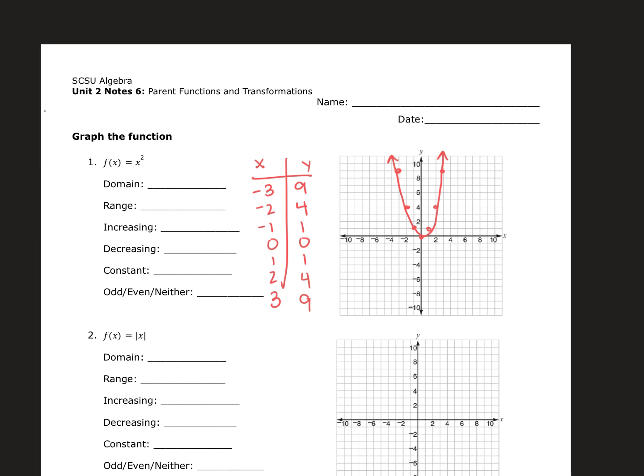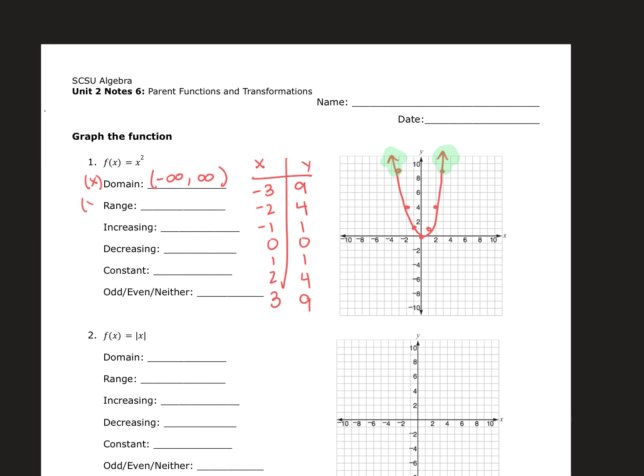Domain is our x values. Looking at the x values I currently have, the arrows go forever and ever up, and they're always going out a little bit as well. So my x values go all the way from -infinity to infinity. I don't have an x value on the left or on the right that I will ever hit. I'm hitting every single one of them.